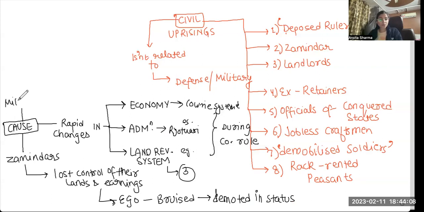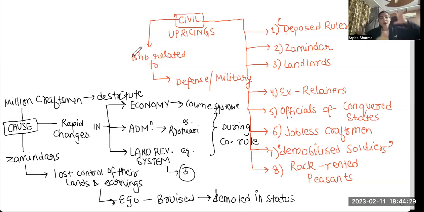And then millions of craftsmen also became destitute, because craftsmen's industry was also destroyed. They became destitute, so they left their industries and ran towards the agricultural sector, because of which there was pressure on the land, because of which the agricultural sector also came down. Now, are you able to interrelate everything? Yes or no in the comment section, please. Ab interrelation ho raha hai, baith raha hai? Let me know in the comment section.